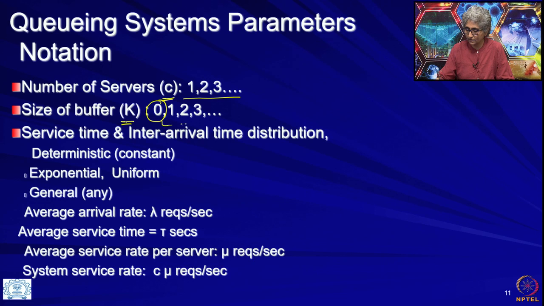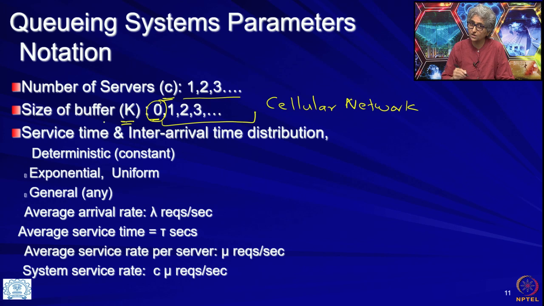Remember, we had the example of the cellular network. When we place a cellular call, if all the channels are busy, we just get a network busy signal. We are not put in any queue. So the size of the buffer can go from 0 to, remember that we can also assume infinity, if this buffer size is very large.